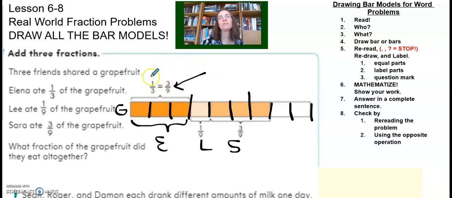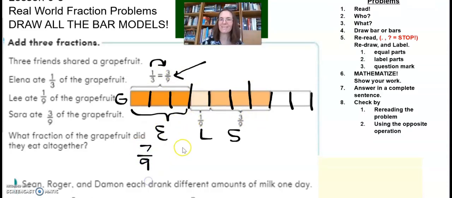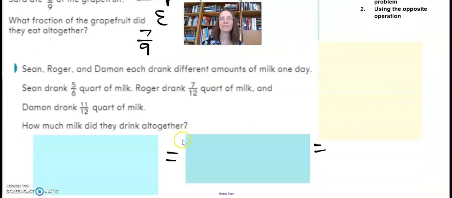So I'm going to use equivalent fractions to multiply it by 3/3. 1 times 3 is 3. 3 times 3 is 9. Then I've got 3/9 plus 1/9 plus 3/9. And I'm going to wind up with 7/9. Sweet. Now let's try it here where we don't have it all drawn for you.